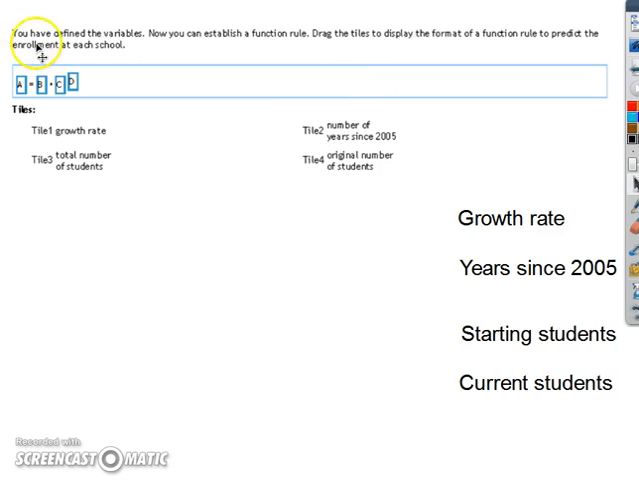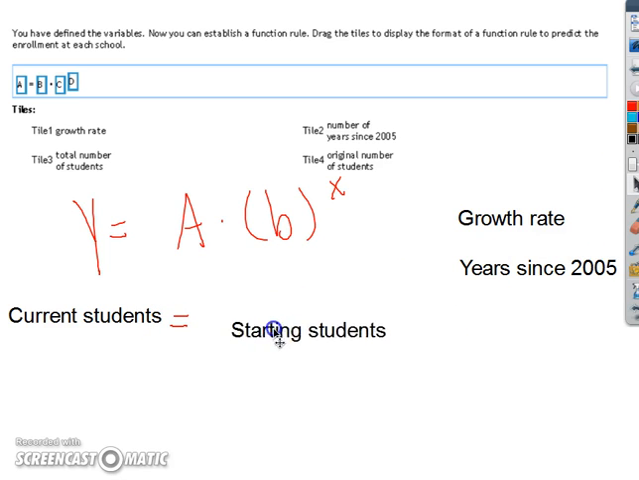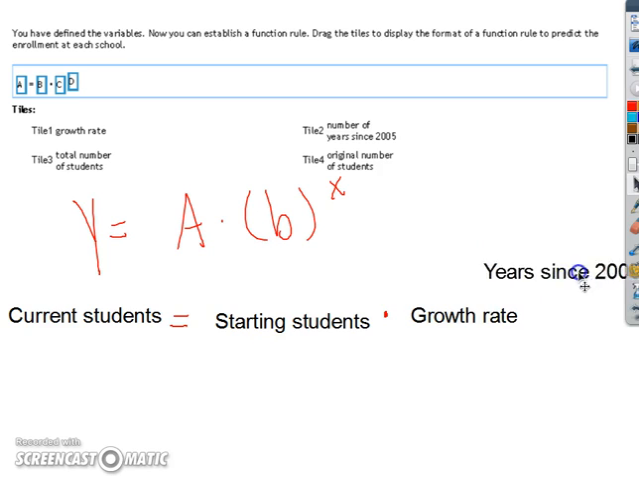It says, we've defined the variables, now let's establish the function rule. The function rule is going to be y equals a times b raised to the x power. So let's identify what each one of those is. I know that y was the students that are in the school right now. So the current number of students in the school is equal to a, the number of students you had to start with, times b, the growth rate, raised to the years since 2005.